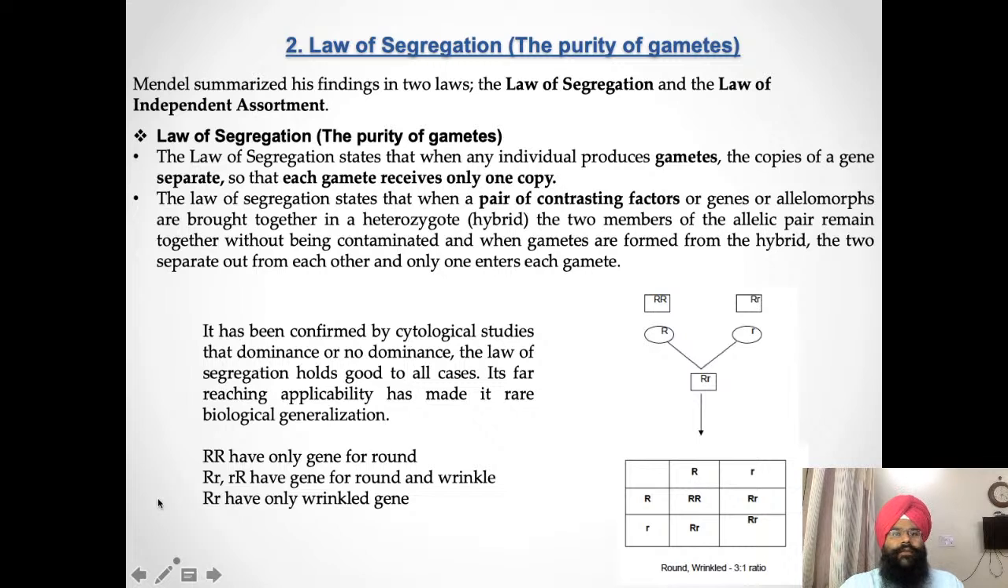Then comes the law of segregation, the second law, that is the purity of gametes. Mendel summarized his findings in two laws: the law of segregation and the law of independent assortment.